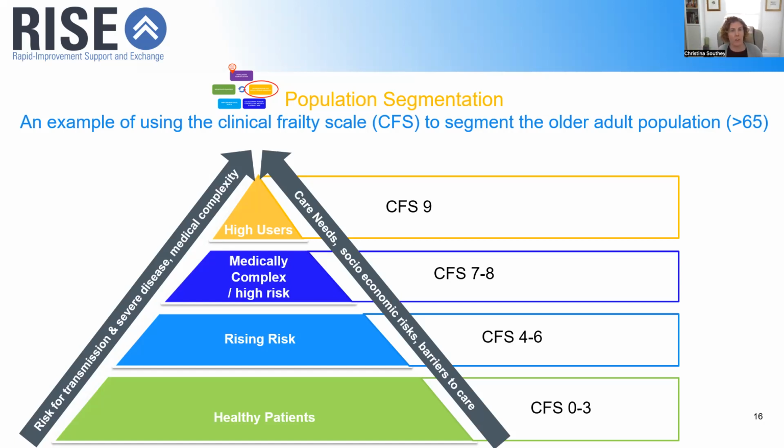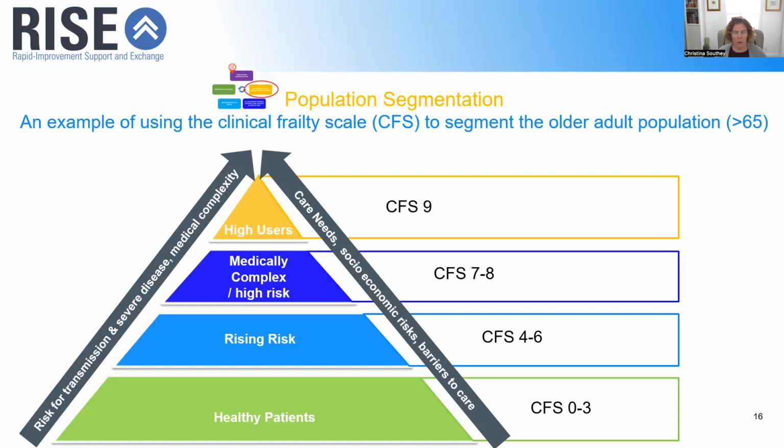The clinical frailty scale is one of those, and it does a good job of categorizing people into different levels of frailty, based on the severity of the frailty and the resultant medical complexity. So 0 to 3 being healthy, 4 to 6 being your rising risk, 7 to 8 being moderately to severely frail, and CFS 9 being severely frail and approaching end of life.